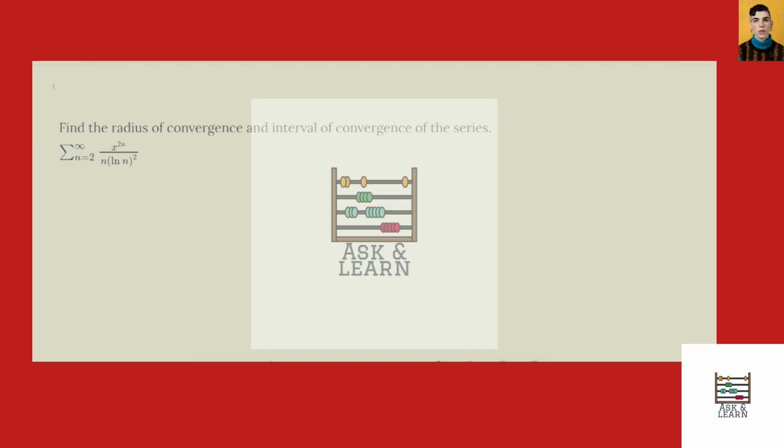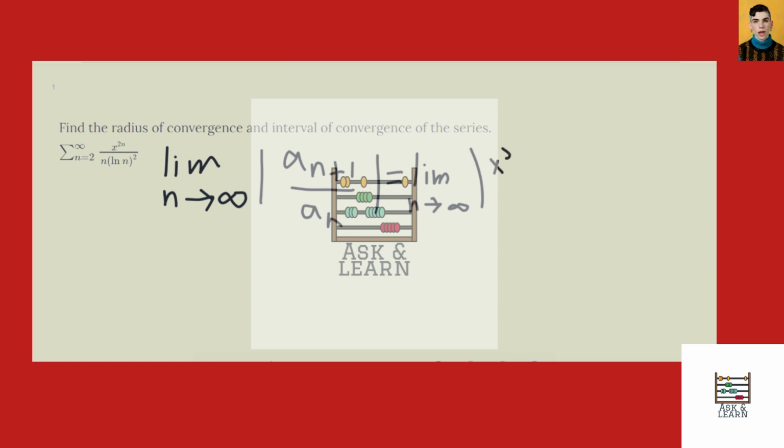Okay, for this problem, we'll use the ratio test to first just figure out where we get convergence. So limit as n goes to infinity of a_{n+1} over a_n. And by a_n, we mean this whole chunk here, including the x values. So this is x to the 2 times (n+1) over (n+1) ln of (n+1) squared. So that's just our a_{n+1} term.